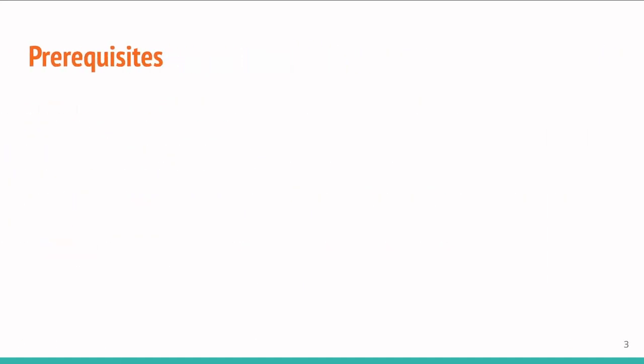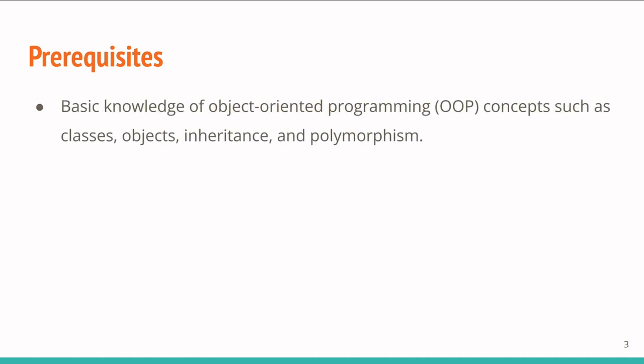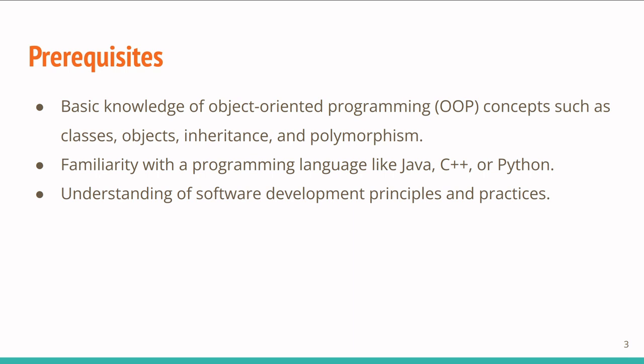Okay. So here we have the prerequisites. The first thing is basic knowledge of object-oriented programming concepts such as classes, objects, inheritance, and polymorphism. We should at least have basic knowledge of these concepts, right? Without that, we cannot move ahead. So we must know about these things first. Familiarity with a programming language like Java, C++, or Python, any of them is fine. At least it should be object-oriented, so the language should be an object-oriented language. Understanding of software development principles and practices. So we should have at least some basic understanding of SOLID principles and the best practices, right?